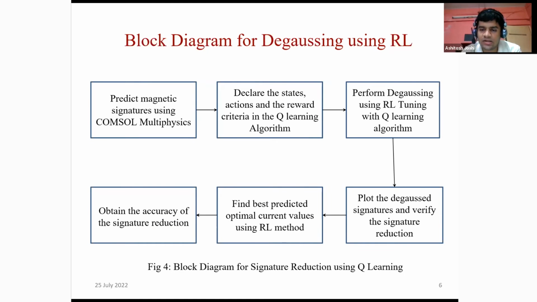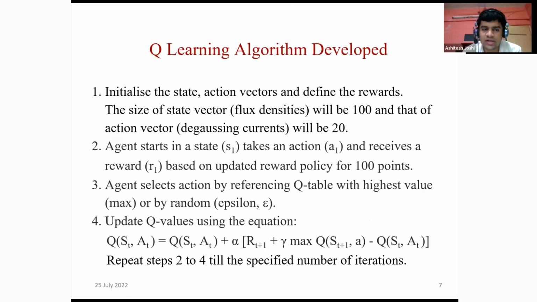The fourth step will be obtaining the degaussed signatures and verifying the signature reduction, what percentage we are achieving. Then finding the optimal values which we need to apply for the degaussing coils, and finally obtaining the accuracy of signature reduction. So this is the algorithm developed.